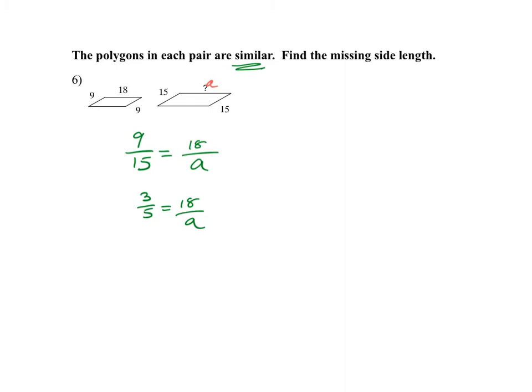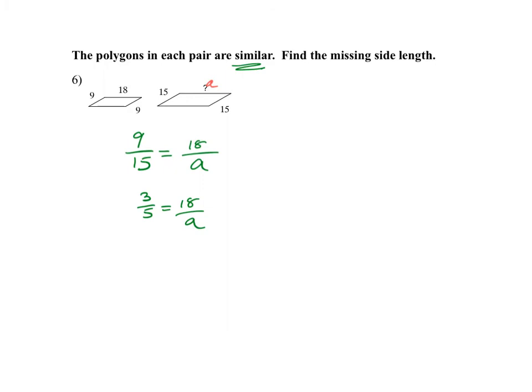Now I'm going to cross multiply. Before I continue solving, I want to let you know something. It doesn't matter the order that I take those two similar polygons. What does matter is that if I took first this one, so 9 over 15, I have to write it 18 over A. I can actually also divide 9 over 18, and then the same order over here, 15 over A is going to be exactly the same.